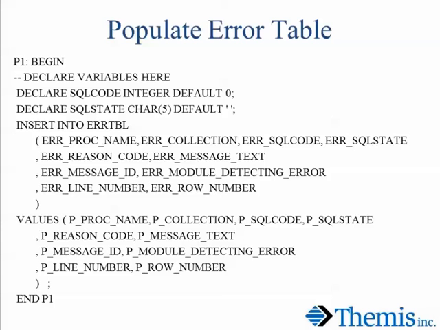Now, inside that autonomous procedure, you can go ahead and insert the information you've gathered and passed as parameters into your error table, so that you have the error information maintained, and you can go out and analyze it, update your status codes, update your reason codes, and keep a log of critical errors that have occurred.